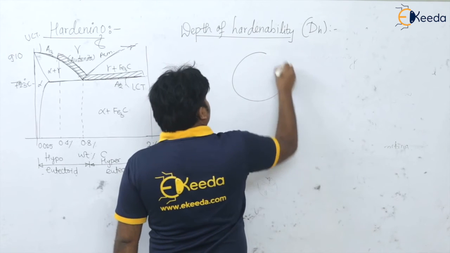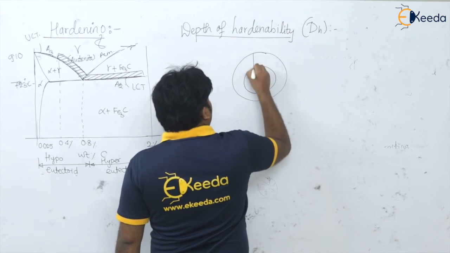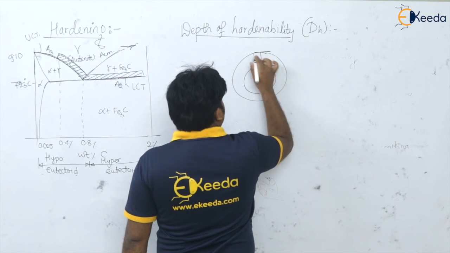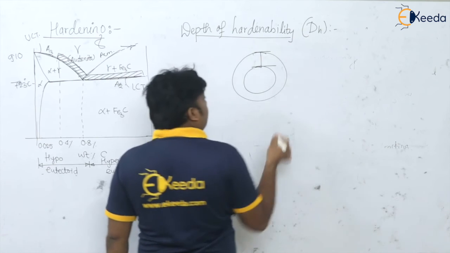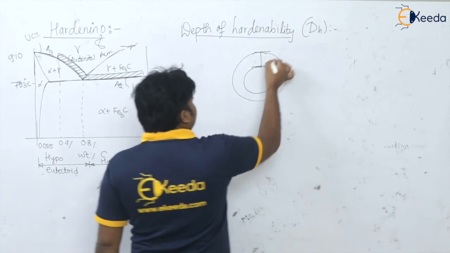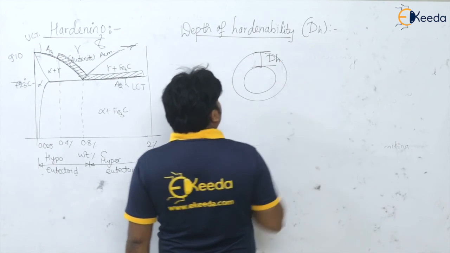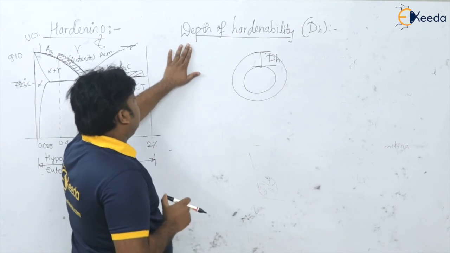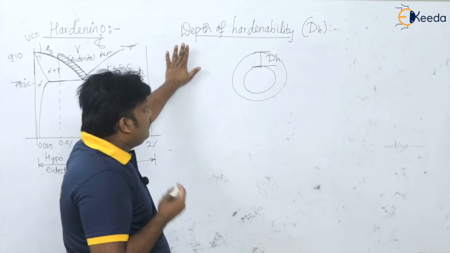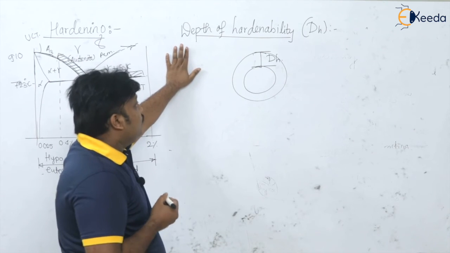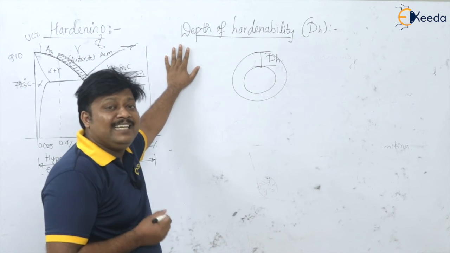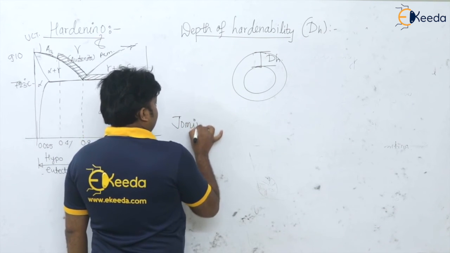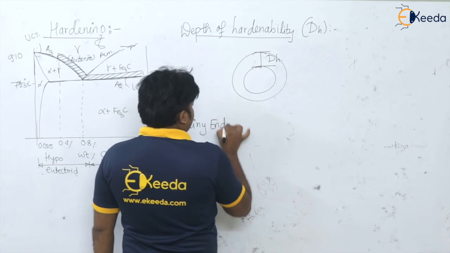So if you see here, this is the object, and up to this much depth we have got the hardened surface, or we have been able to get the martensite up to this depth. So this is the hardenability depth, isn't it? So please remember that depth of hardenability can be measured by the test known as the Jominy end quench test. Which test? Jominy end quench.